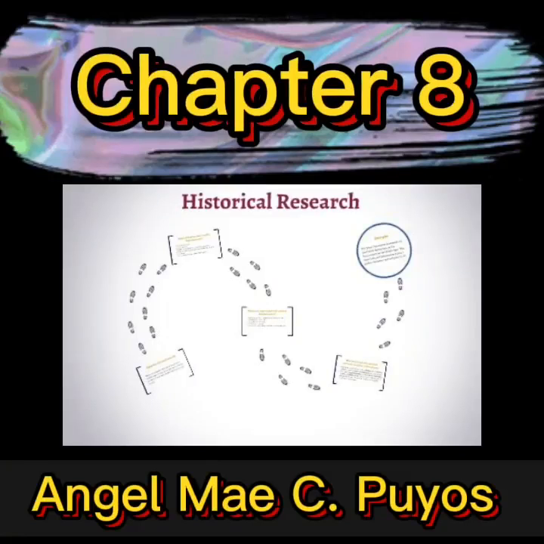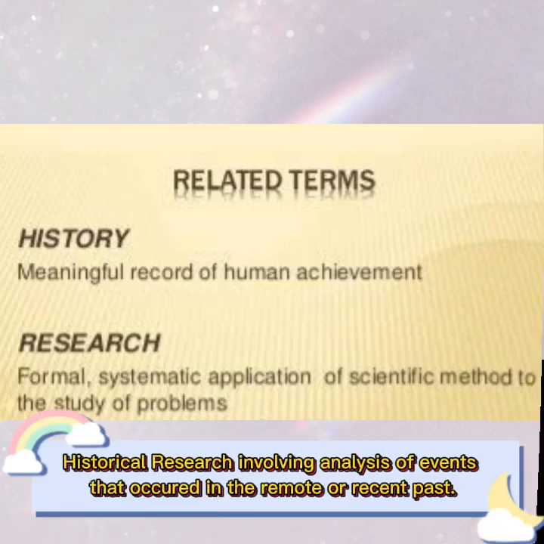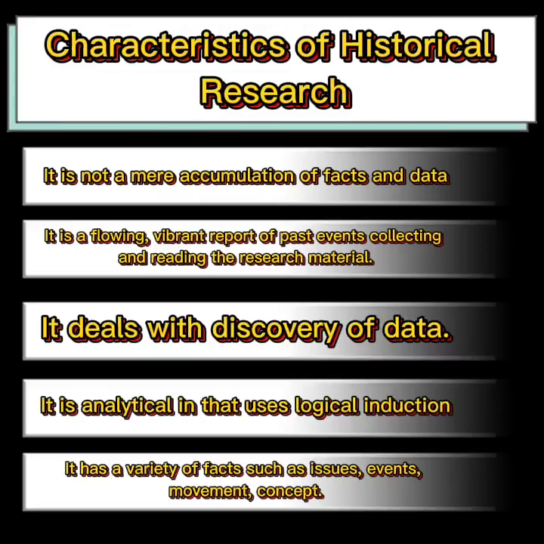Chapter 8: Historical Research. History is a meaningful record of human achievement. Research is the formal, systematic application of the scientific method to the study of problems. Historical research involves the analysis of events that occurred in the remote or recent past. A characteristic of historical research is that it is not a mere accumulation of facts and data.